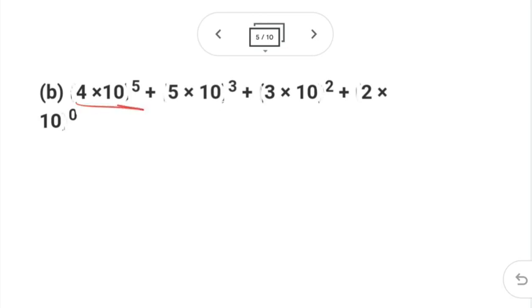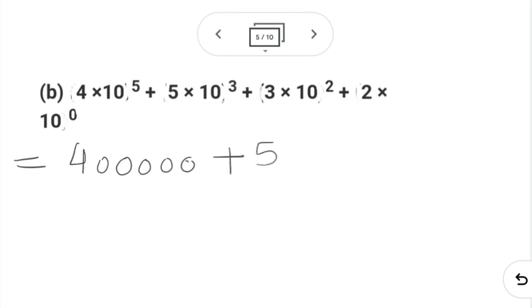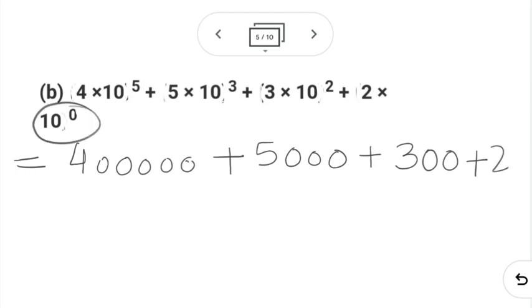Here we have 4 into 10 raised to power 5 plus 5 into 10 raised to power 3, 3 into 10 raised to power 2 plus 2 into 10 raised to power 0. Now how can we write this? 4 into 10 raised to power 5 means we can write 4 and put 5 zeros after it. Plus 5 into 10 raised to power 3 means we can add 3 zeros after this. Plus 3 into 10 raised to power 2 means we can put 2 zeros. Plus 2 into 10 raised to power 0.